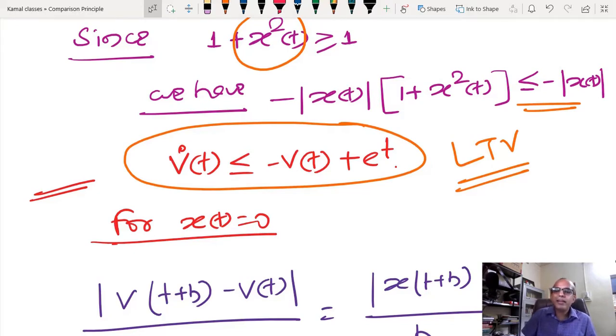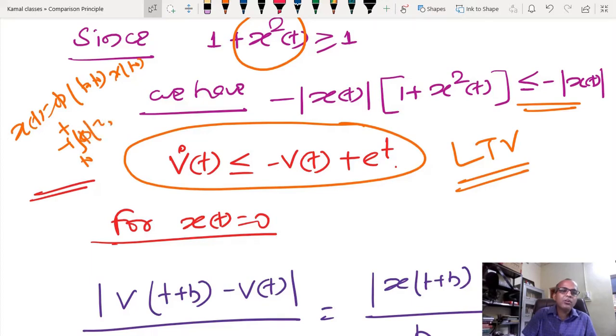So this is linear time varying, and you know how to solve a linear time varying equation, because you know the general solution: x(t) equals phi(t, t0) x(t0), and after that the integral from t0 to t of phi(t, tau) B u(tau) d tau. So we know the closed form solution, and due to that reason this choice is perfectly fine for us. I will solve this, and after that I will find the bound of this. I will again convert it into an equivalent differential equation.